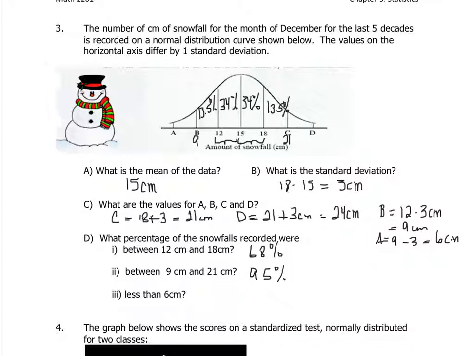And less than 6 centimeters, well, 6 was the label for A, so less than 6 would be the percentage that's in here, which would be 0.15%, because this would be 2.35, and this would be 2.35 as well on this side. And this would be 0.15 here. So less than 6 would be this part right here, which is 0.15% of the snowfalls.